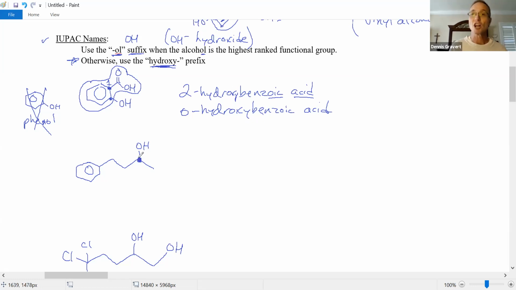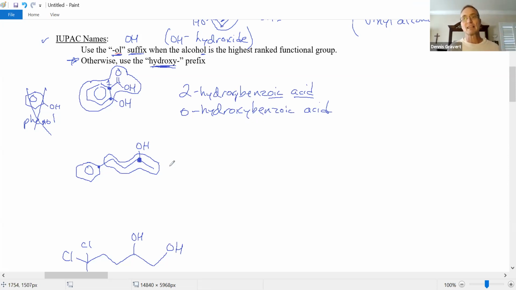So find the longest chain or ring, not both, containing the most important functional group. Well, the alcohol is the most important functional group. This carbon is here, so my longest chain is right here. Do I include this carbon? Nope, that's a ring carbon. So ring carbons are not chain carbons. It's a chain of 4. That's my longest chain with the most important functional group, and it outbeats a ring of 6.